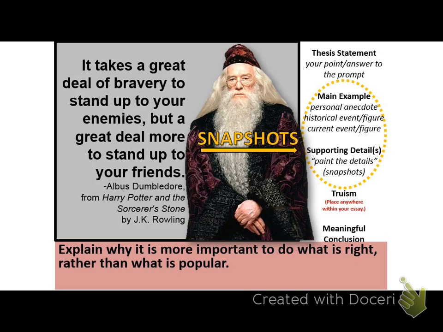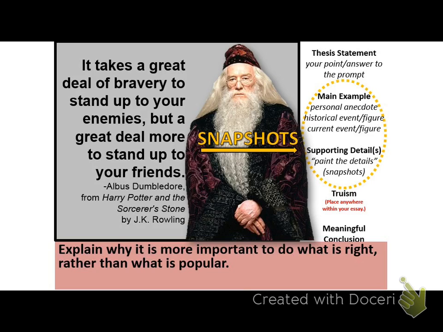The prompt for today is to explain why it is more important to do what is right rather than what is popular. Now we need to remember that when we are organizing an essay, we must have a thesis statement. That is your point. It is the answer to the prompt.